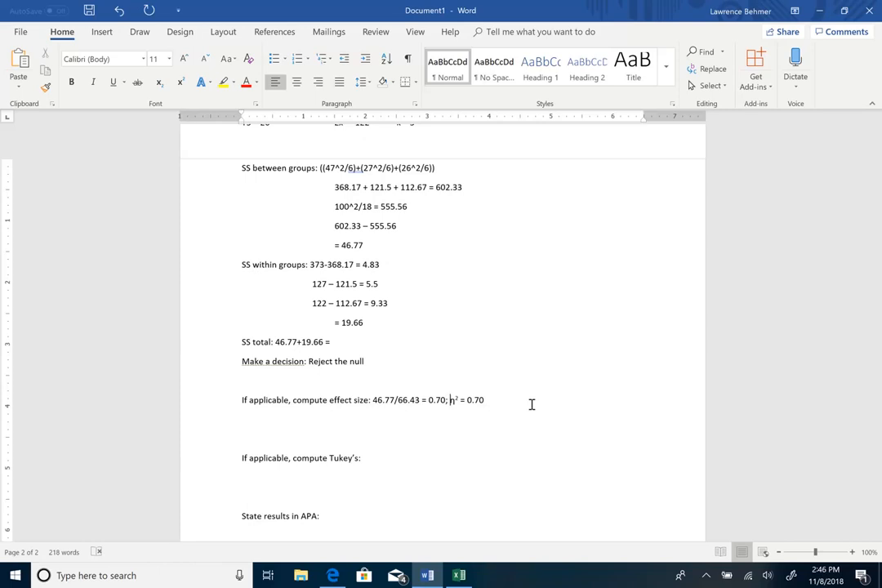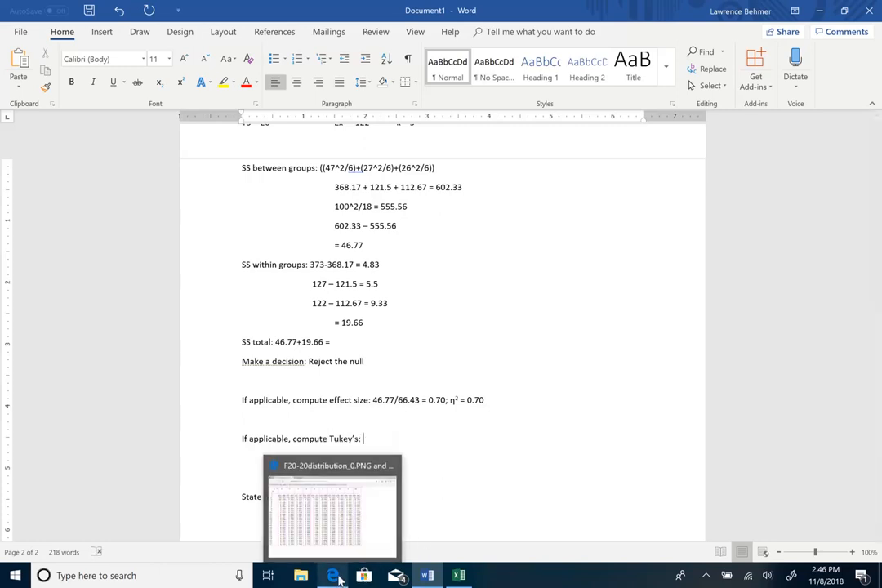But for right now, it's a simplistic way of interpreting it, but we can say this is a pretty good effect, right? All right, fantastic. So now, if applicable, compute Tukey's. You'll note that in the homework, I've already computed Tukey's for you, and you're just asked to do some interpretation. But I think this is still worth going over, so we're going to compute Tukey's from scratch here as well.